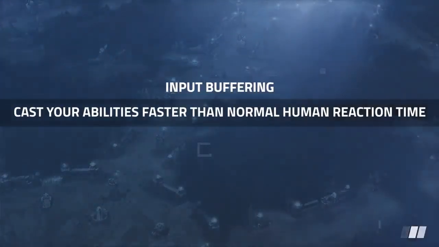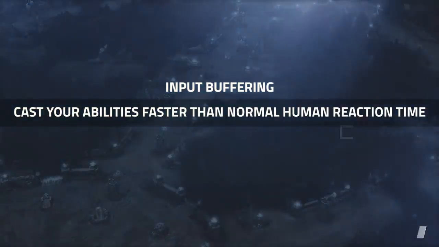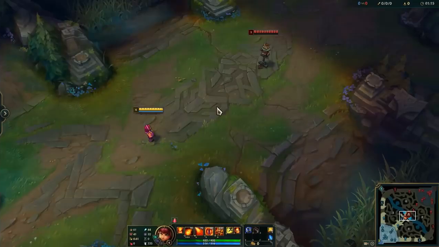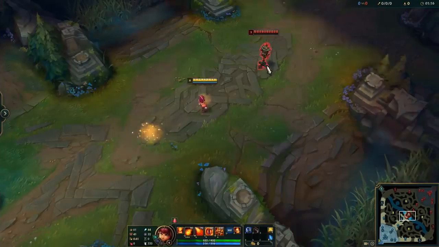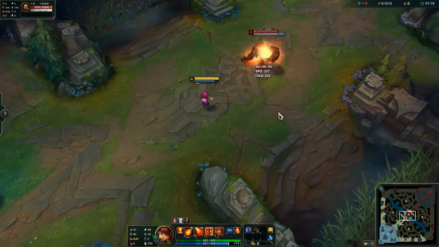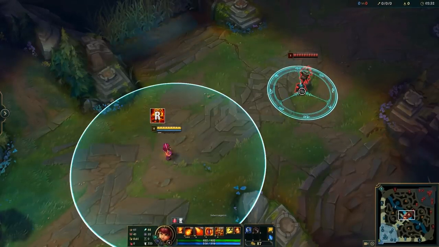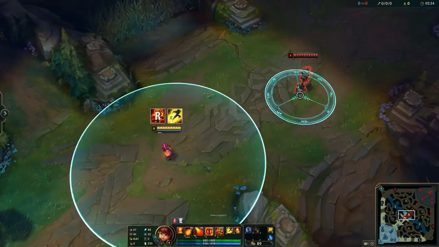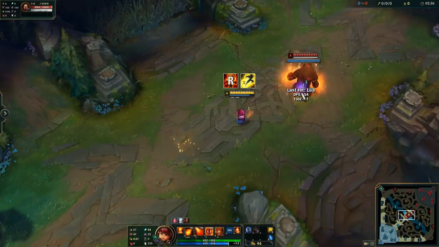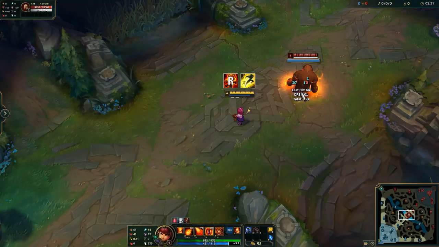Input buffering is a way to cast your abilities faster than the normal human reaction time. For example, let's say you're playing Annie and want to flash ult a target. Most players would flash first and then press their ultimate after. This is wrong. Instead, you can input buffer your ultimate. First, you press your ultimate on the opponent, which doesn't cast since it's outside of your range. Then, you press flash so it puts you within range, and you'll see Annie instantly cast her ultimate. The increased speed in which you're able to cast abilities when you input buffer makes it impossible for the opponent to react and dodge your spell.